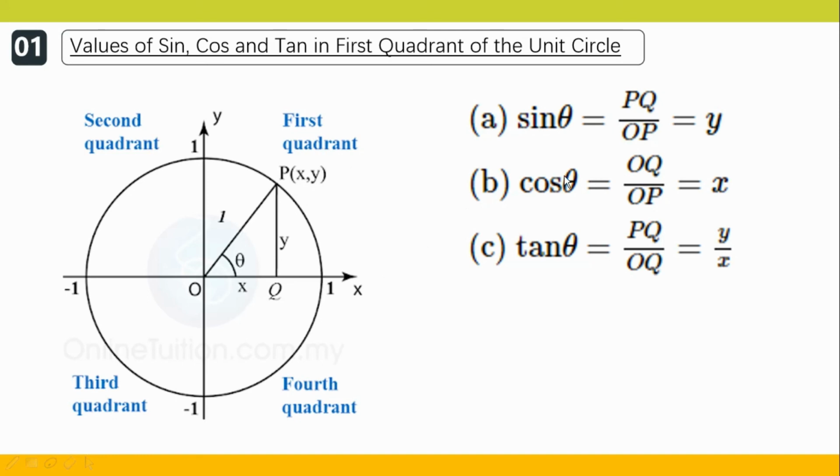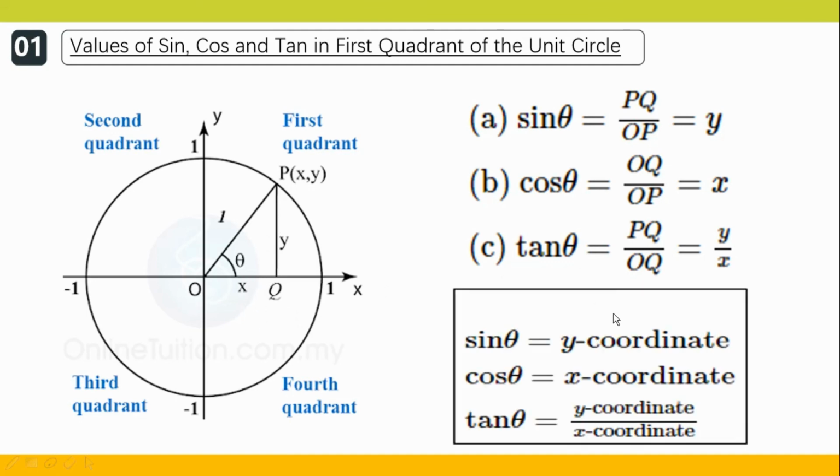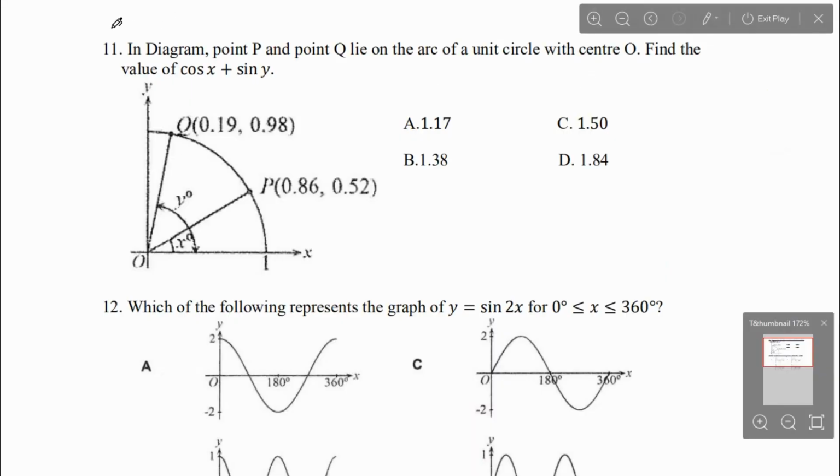To find cosine theta, CAH, adjacent hypotenuse. So this is x coordinate, x here. So x over OP. OP is the radius, which is 1. So cosine theta will equal x. For tangent theta, TOA, opposite adjacent, y over x. So you have to remember this. Sine theta equals y coordinate, cosine theta equals x coordinate, tangent theta equals y coordinate over x coordinate. We will apply this in question 11. Let's go back to question 11. Find the value of cosine x plus sine y.